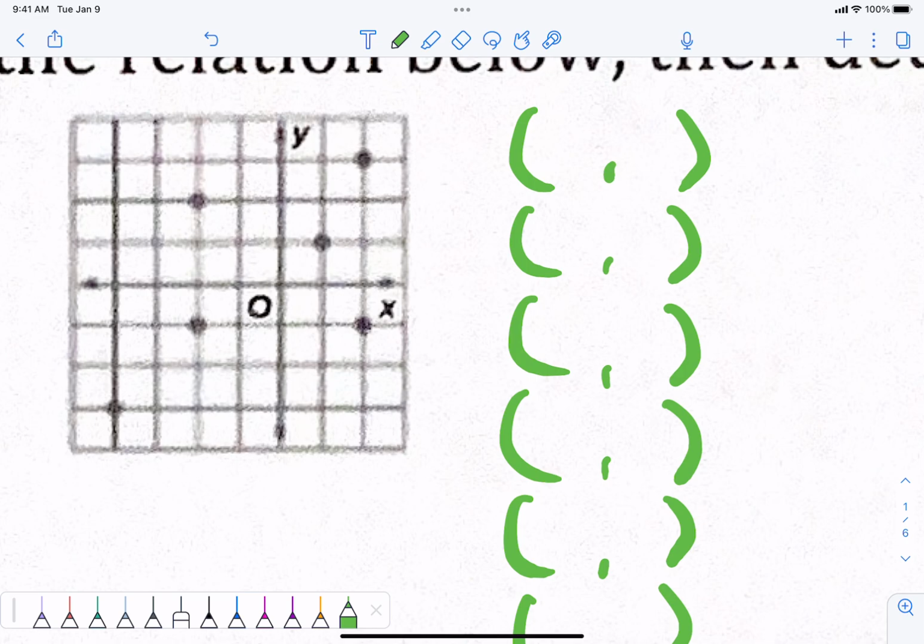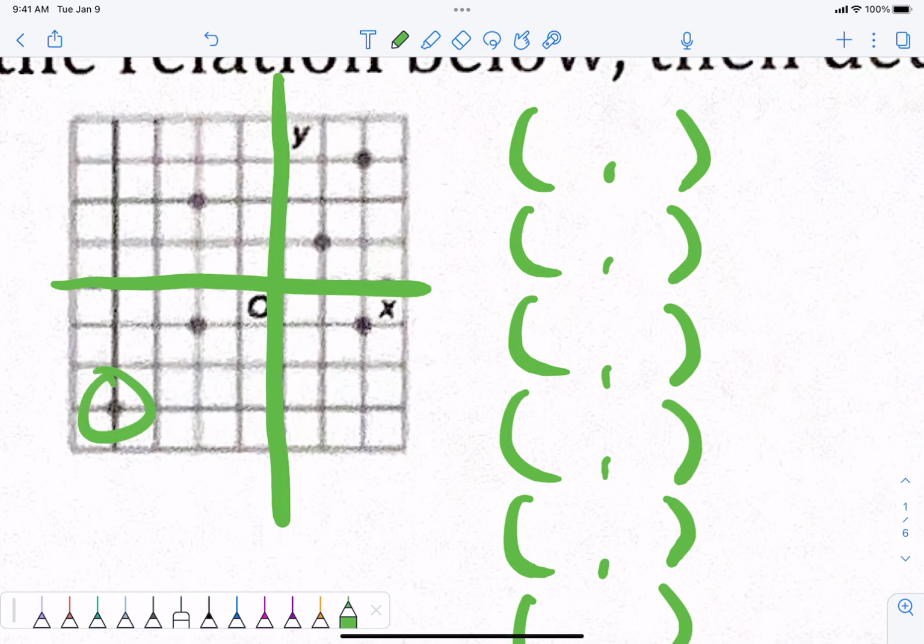This is the x-axis. Here's the y-axis. I'm going to make those darker so I can tell where my points are located. This very bottom left one has a coordinate point of like -4, -3. Yeah, agreed? Okay. This next one over here is where?